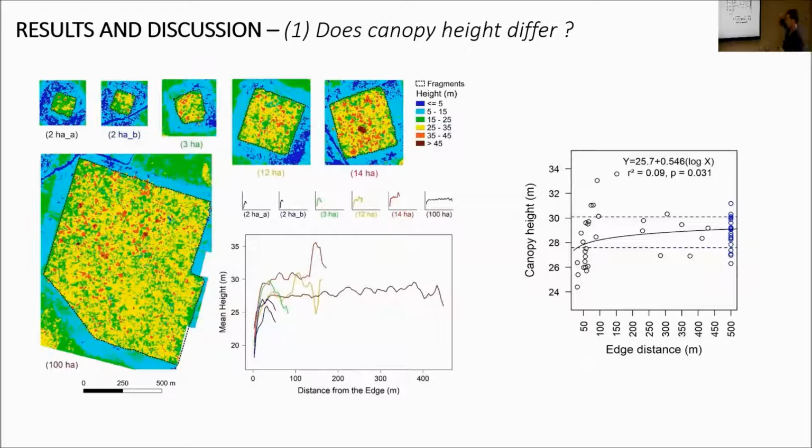And here I just use the plots to compare with the continuous forest, because here there's no continuous forest. But the continuous forest has a mean of 28 meters, within the standard deviation limits. It's similar for the fragments here. We have some, this is significant here.